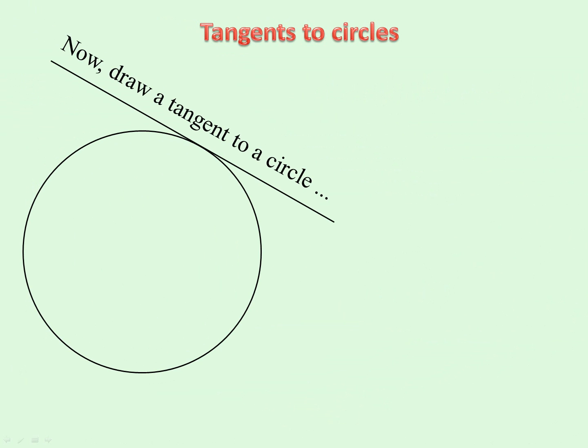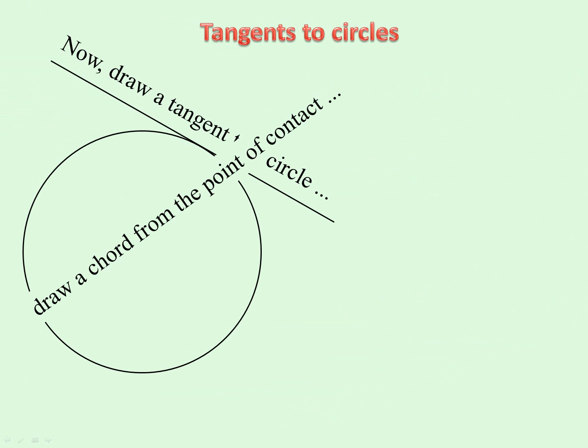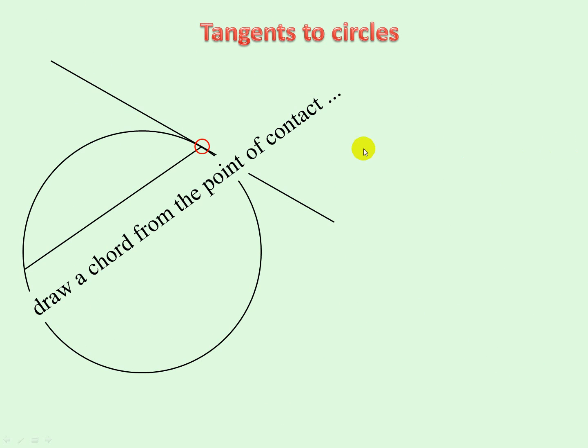So let's take that a step further now. We have a tangent to a circle, and now I'm going to draw a chord. So there's the point of contact of the tangent, and I've drawn a chord. I could draw that chord anywhere.